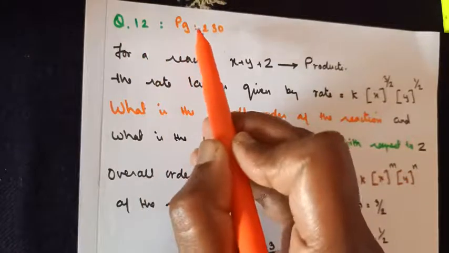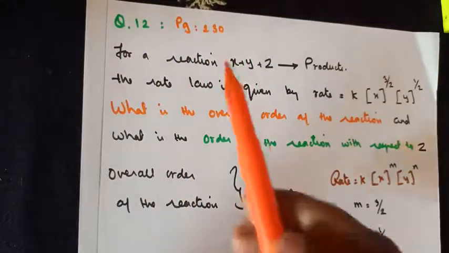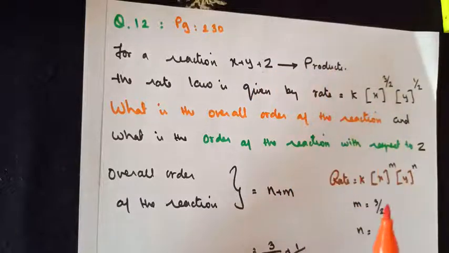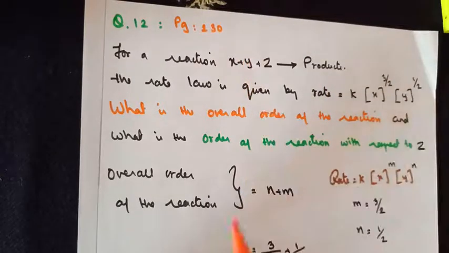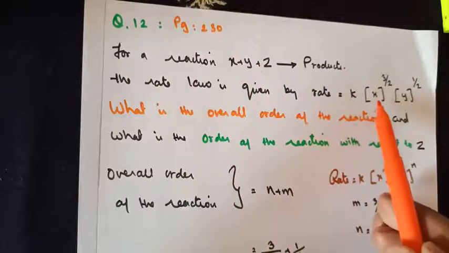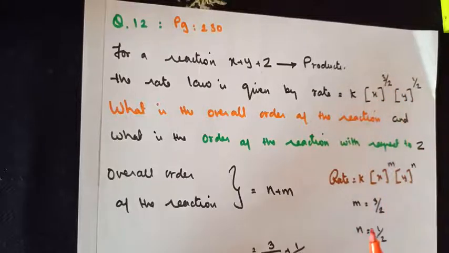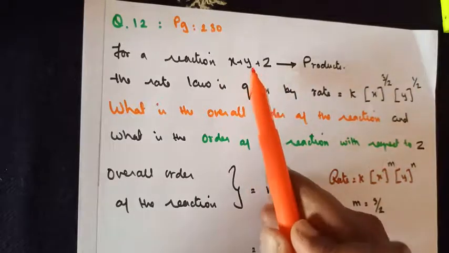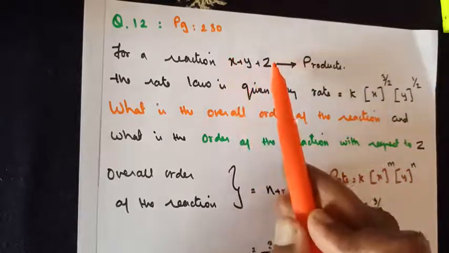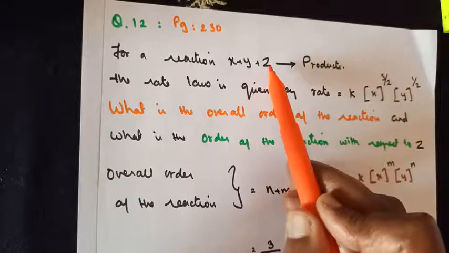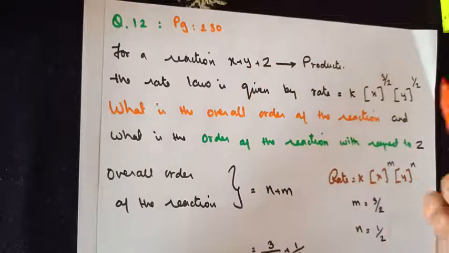Question number 12, taken from page number 230. For a reaction x plus y plus z, it forms the product. This question is taken from answer the following. The rate law is given by rate equals K into concentration of x to the power 3 by 2, concentration of y to the power 1 by 2. So these are the reactants. Rate law is based on the concentration of the reactants, you know it very well. They have not given anything for the concentration of z. They have given only in terms of x and y.